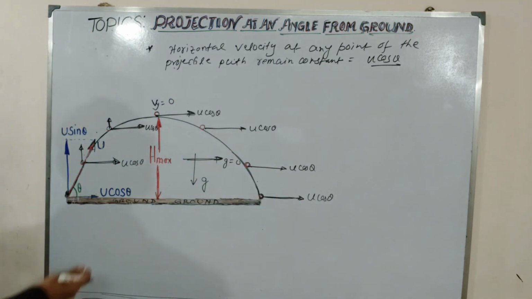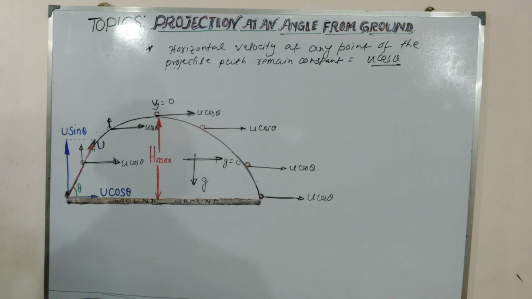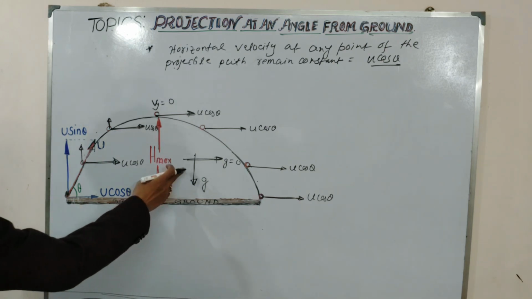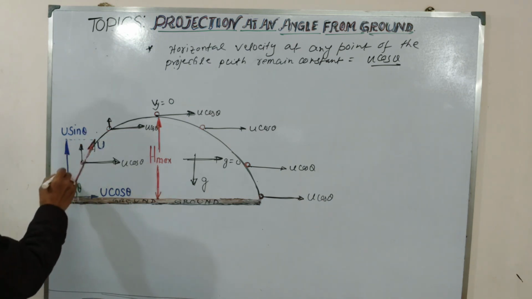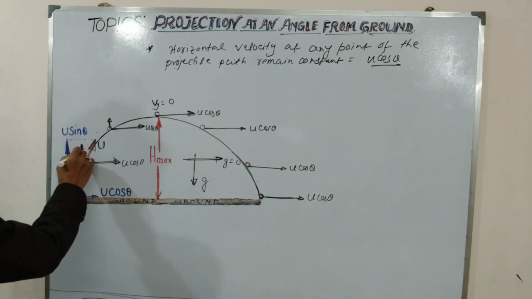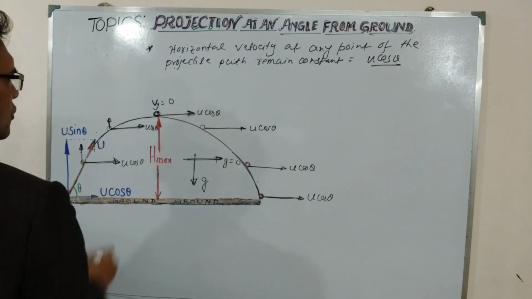Now along the vertical direction what happens? Acceleration due to gravity acts vertically downward. This is the opposite direction of velocity, so the velocity gradually decreases. This is less than this, less than this, and finally at this point the vertical component will be 0.